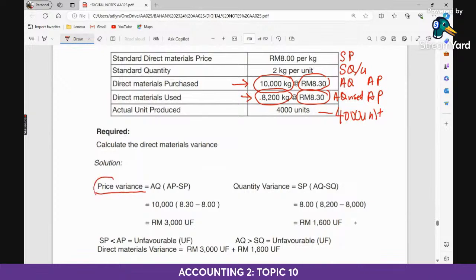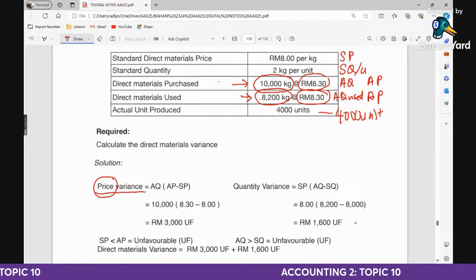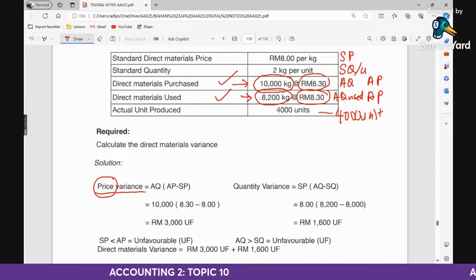Kalau price, kita akan ambil kuantiti beli atau kuantiti guna. You akan guna kuantiti 10,000 kg ni ke? Atau you akan ambil 8,200? Which one?